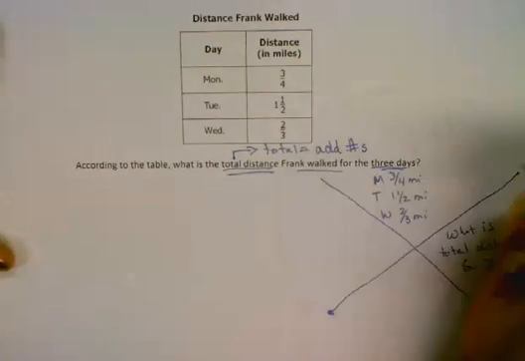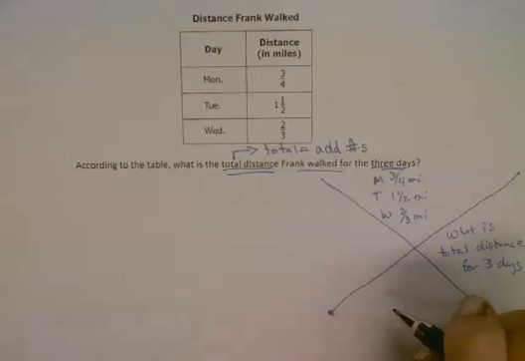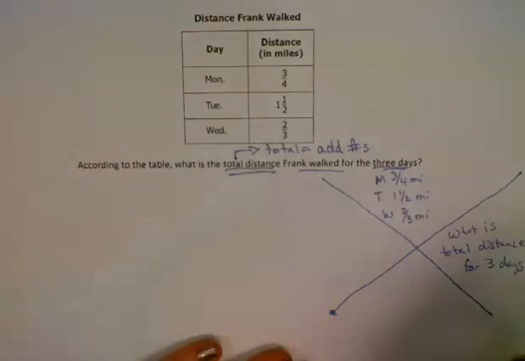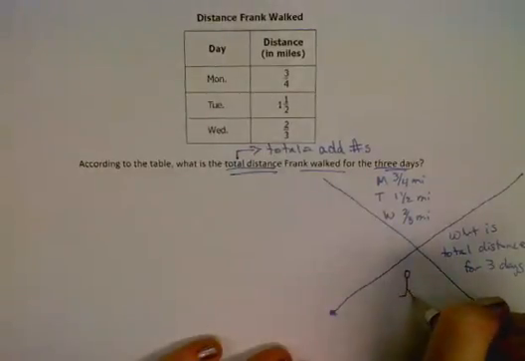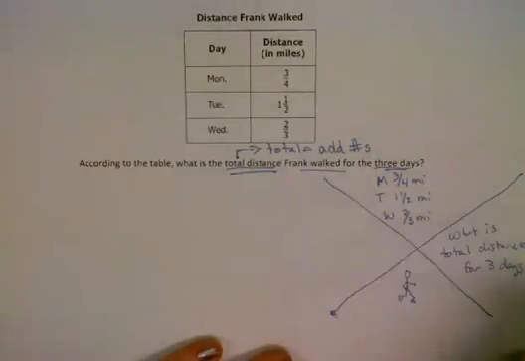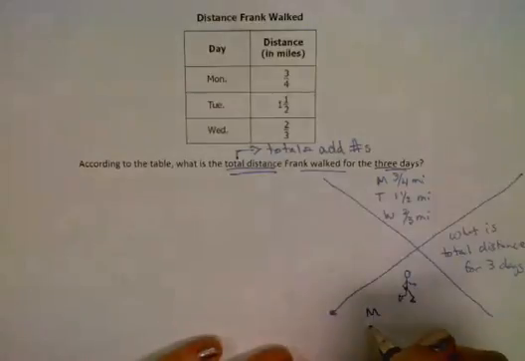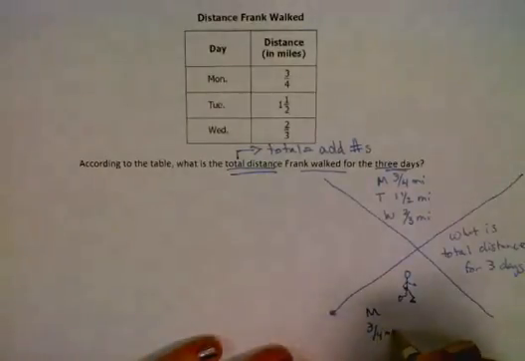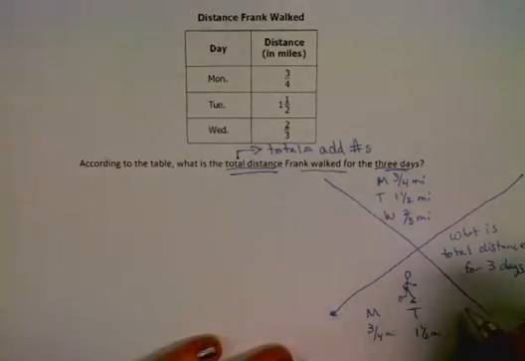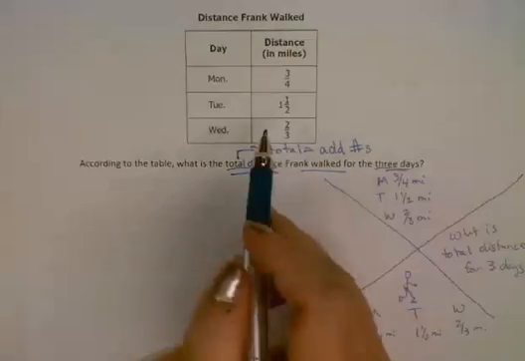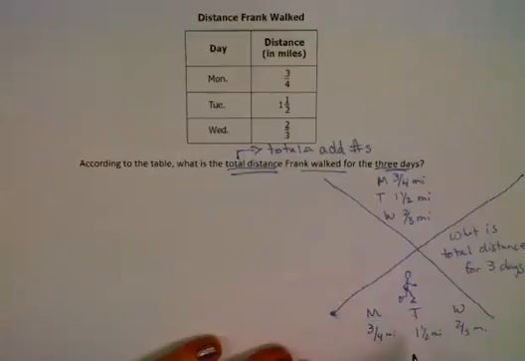numbers. Okay, so I already have a chart, but I want to make sure I really understand what's going on. So here's Frank, and he is walking, getting some good exercise. On Monday, he walked 3/4 miles. On Tuesday, he walked 1 1/2 miles. On Wednesday, he walked 2/3 miles. Even though it's been organized for me one way, it helps me to picture what's going on when I can organize it in my own way.